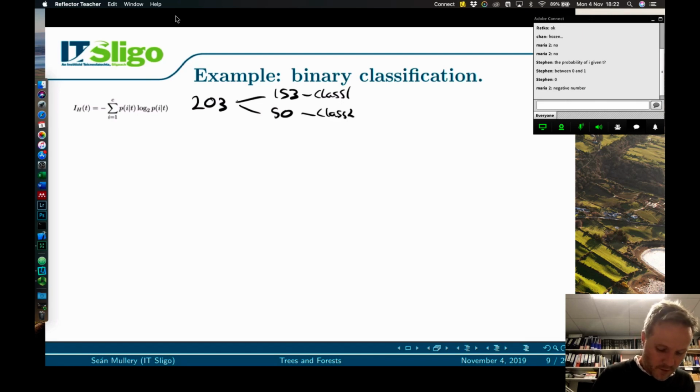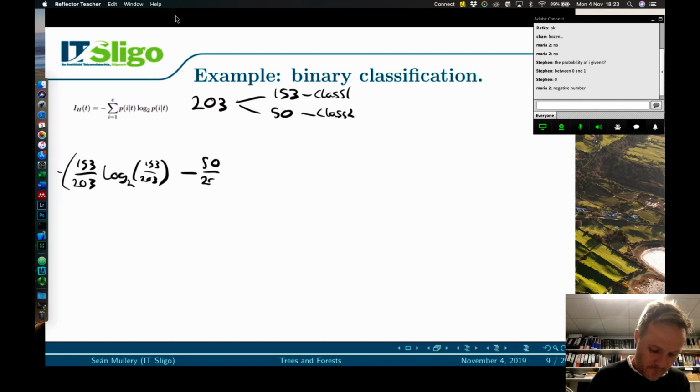So if we look at this, we've got a minus outside. We're going to take the probability of I given t, which is going to be 153 again over 203. And we're going to multiply that by the log to the base 2 of, again, the same number, 153 divided by 203. From that, then, we're going to subtract again the next one, which is 50 over 203 times the log to the base 2 of 50 over 203.